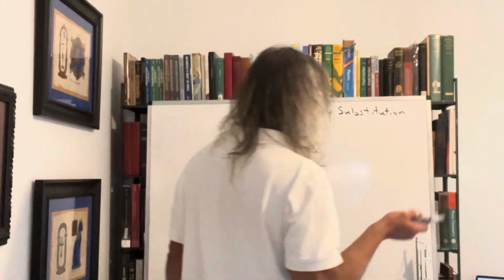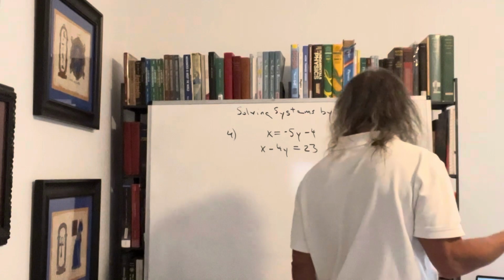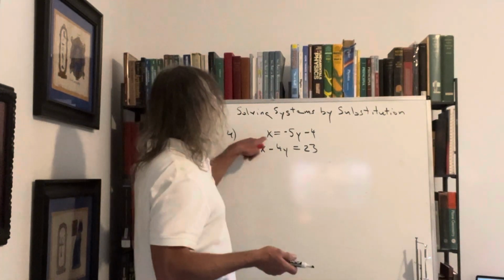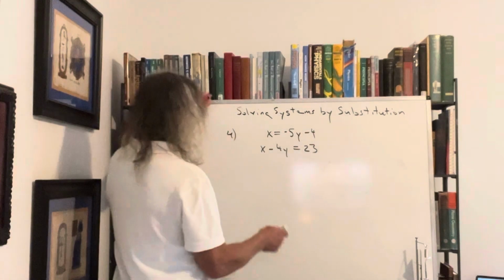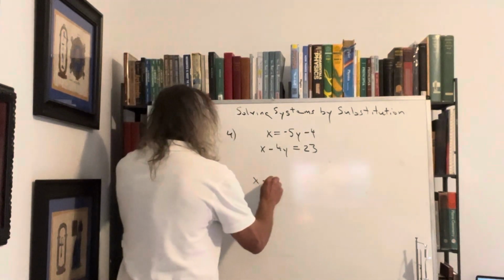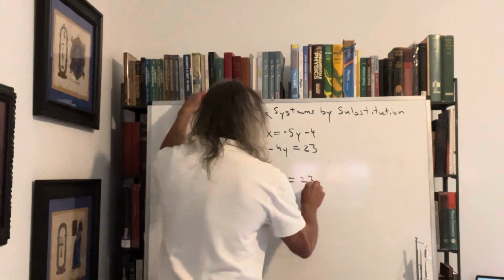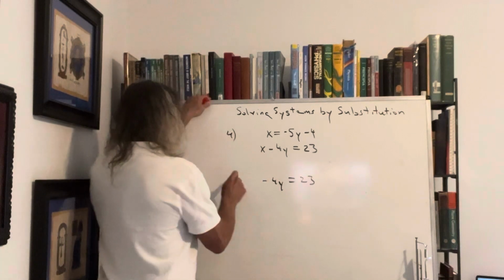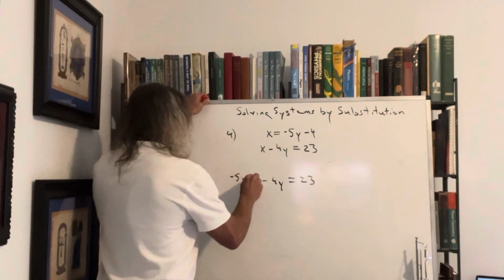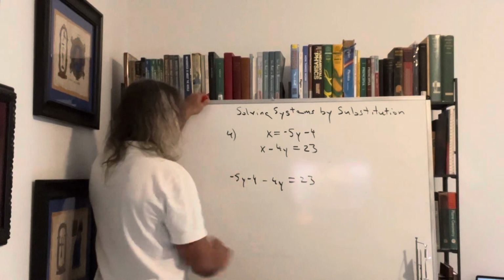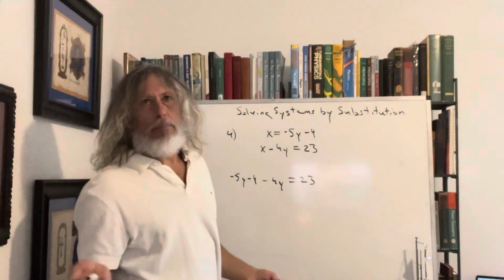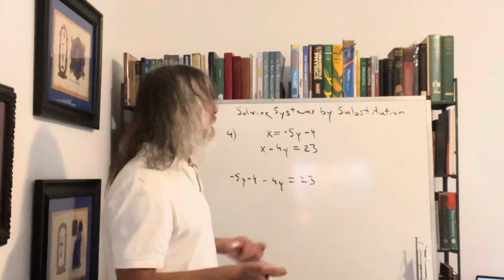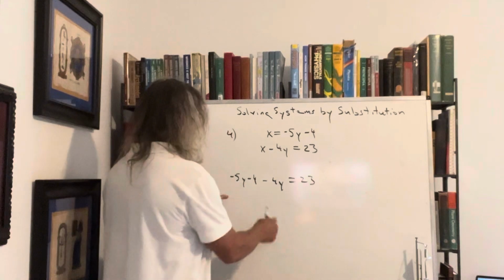Okay, recording x equals negative 5y minus 4. X minus 4y is 23. So x is this stuff, so I put that in place of x in the other equation. So I get this, x is that stuff, I just put that where the x was. Now I have one equation with one letter in it, the y, so I can solve like you've been doing a long time.